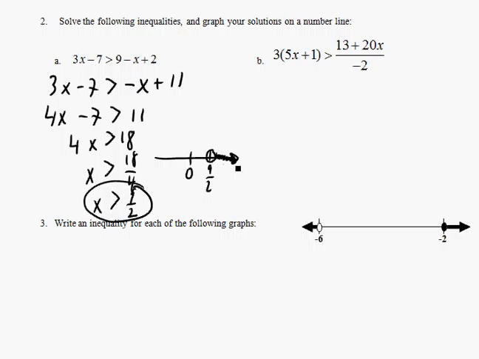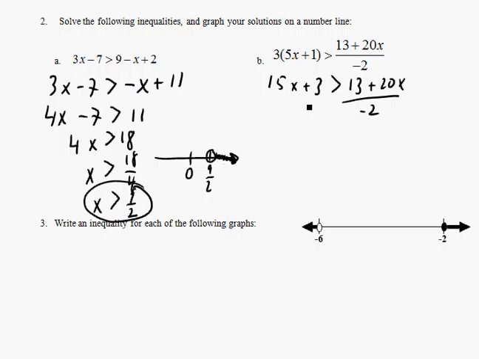Now for part B, again, I'm going to start by simplifying. So on the left side, I'll distribute the 3 and get 15x plus 3. I'll leave the right side of the inequality alone. And now, in order to simplify the inequality, I'm going to multiply both sides by negative 2, so I won't have this fractional expression on the right side.